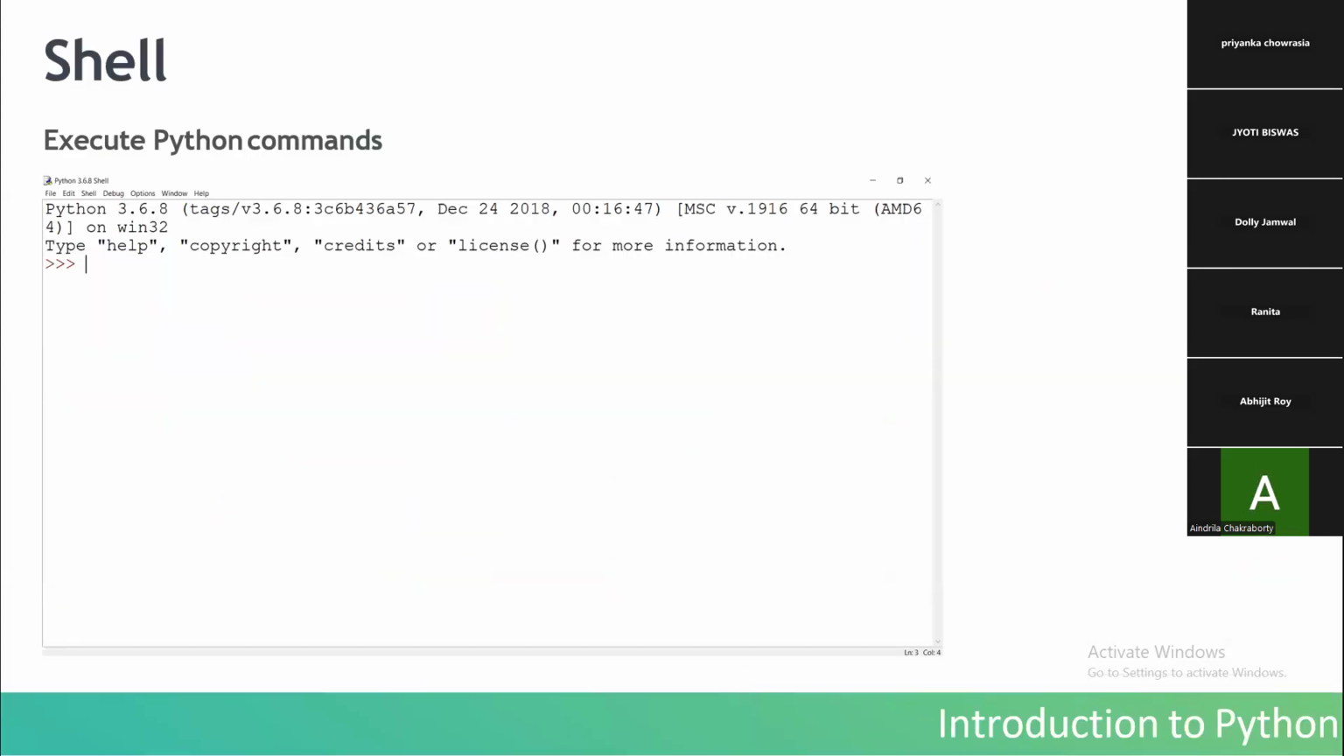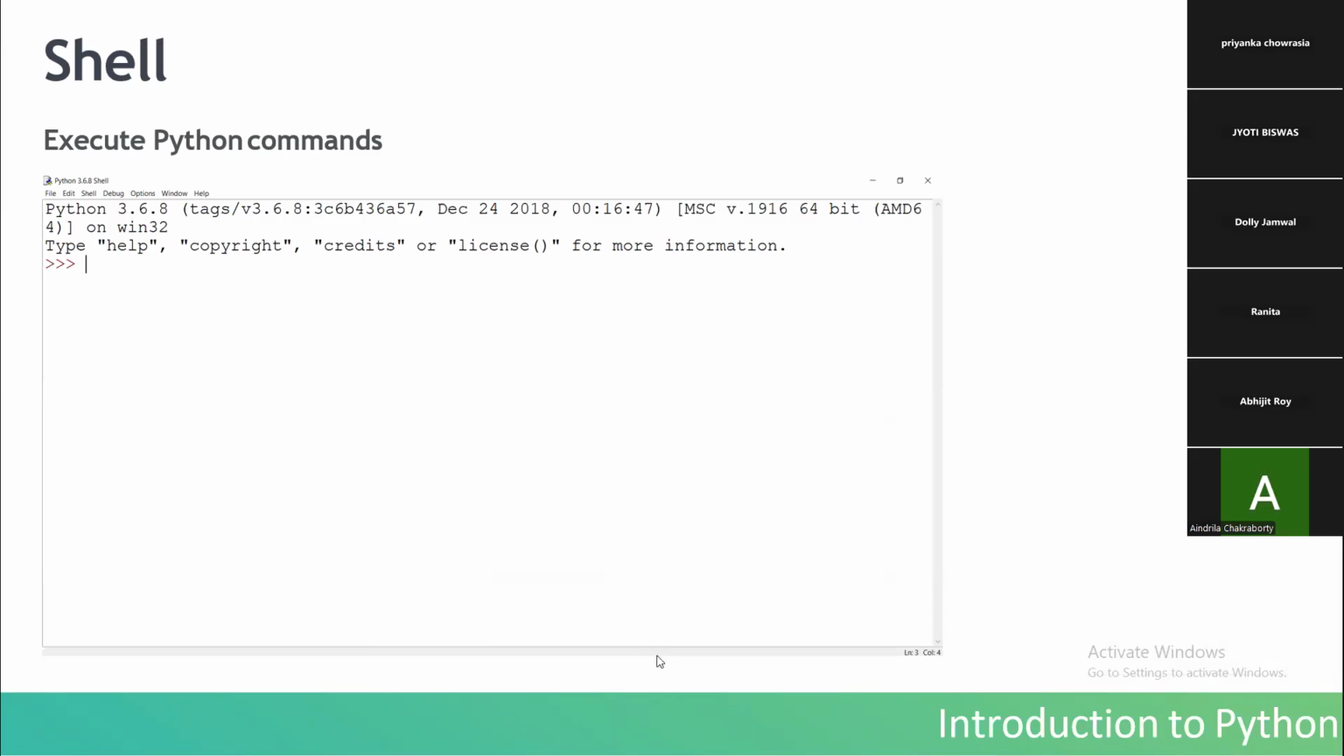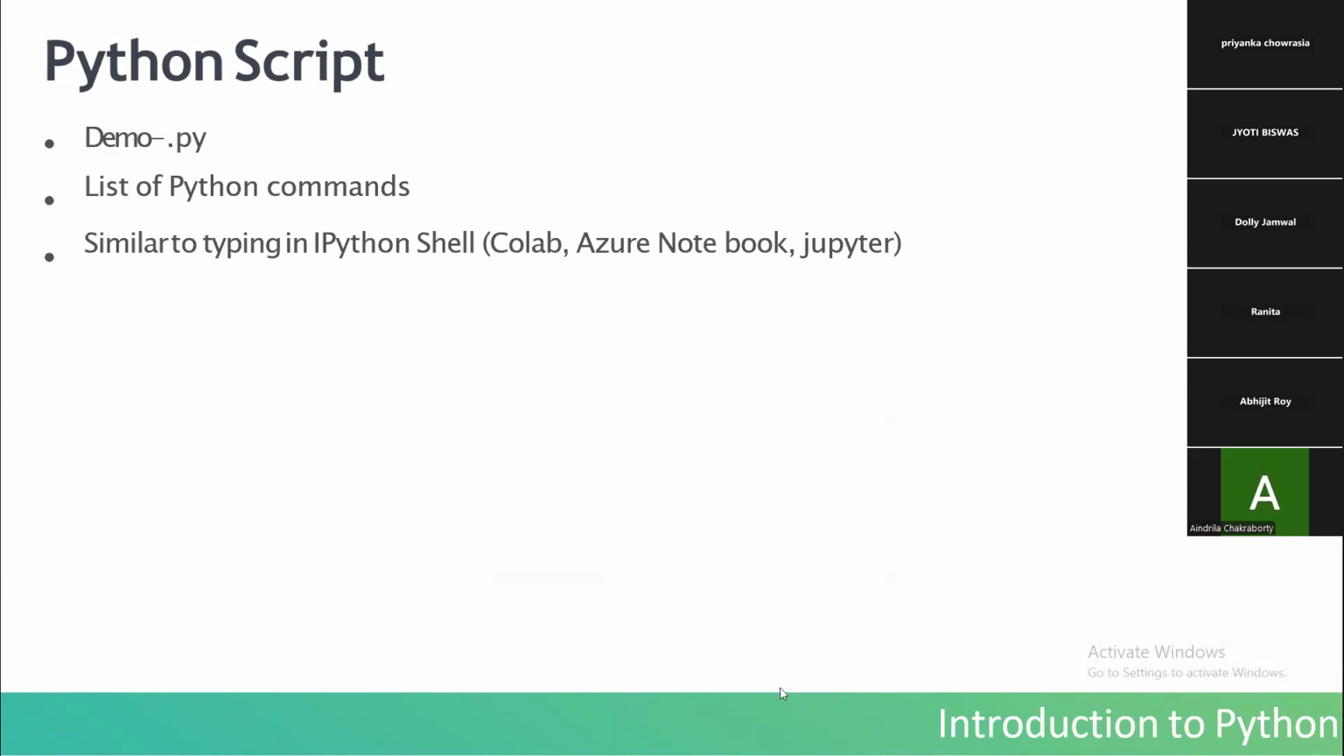And today, first I will show you how we import this file. There is a shell programming language for executing Python commands. First I will show you how we get this, and then this is my editor, where we can run the program. So this is my first part, how we install this. Secondly, these are the Python scripts. You can use demo.py, a list of Python commands, and similarly for the IPython shell, we apply Colab.